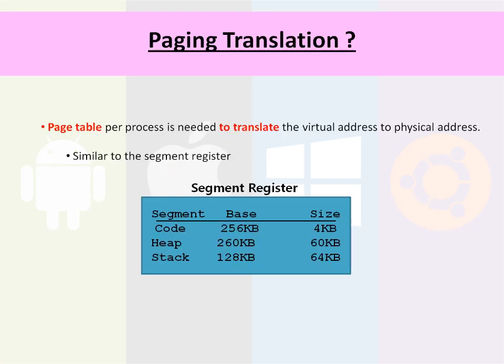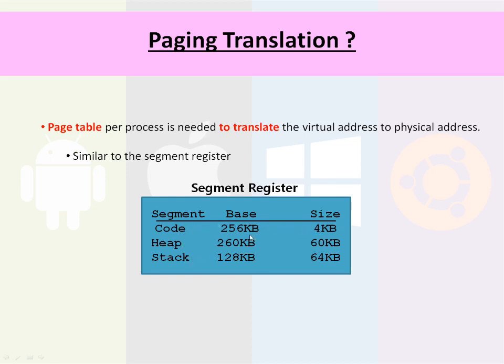Okay, so immediately your question is, how does this affect our translation? How can we go from virtual to physical utilizing this paging approach? Well, there is a data structure called a page table that is needed per process to translate from our virtual to physical addresses. Now, this page table works similar to the segment register. And if you remember, the segment register was utilized to translate from virtual to physical, where you would use the base and its size, or basically a base and bounds register value per segment.